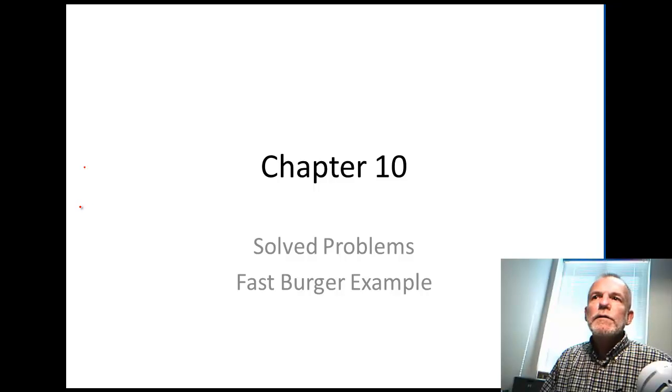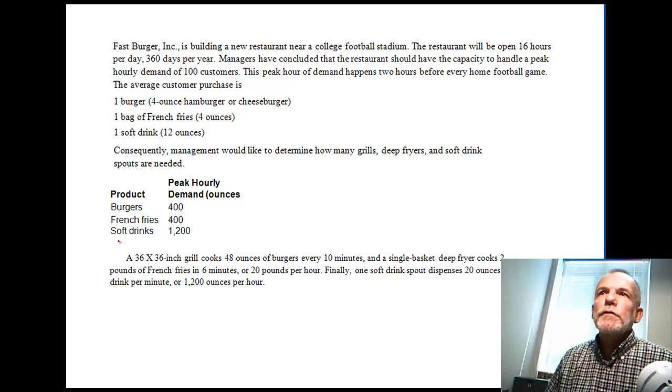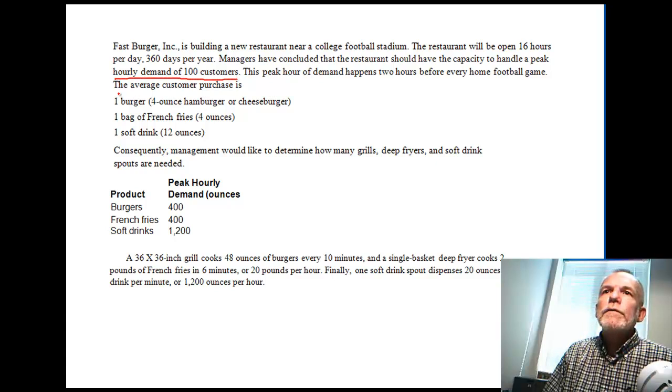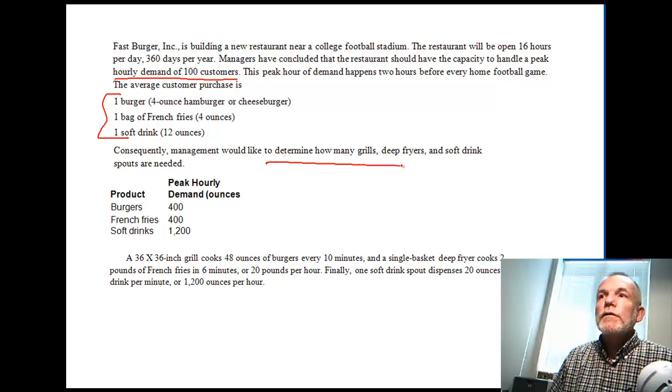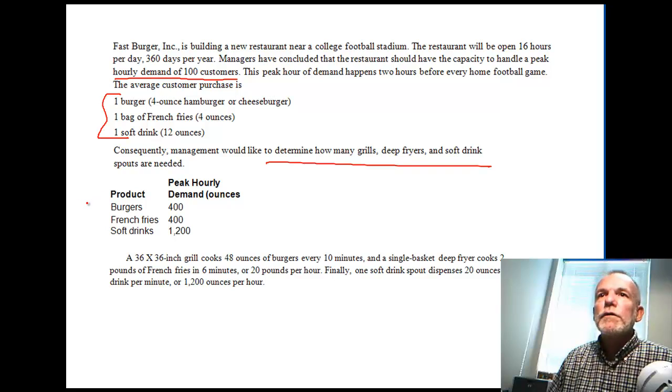Welcome back. Let's look at part 2 of the problems that we're solving in chapter 10, and this is the in-chapter example of a fast burger restaurant. Here's the problem description from the chapter, and from that we can see we have an hourly demand of 100 customers, and the average customer consumes 4 ounces of hamburger, 4 ounces of french fries, and 12 ounces of soft drink. Management's trying to decide the number of resources they need: how many grills, deep fryers, and soft drink spouts.